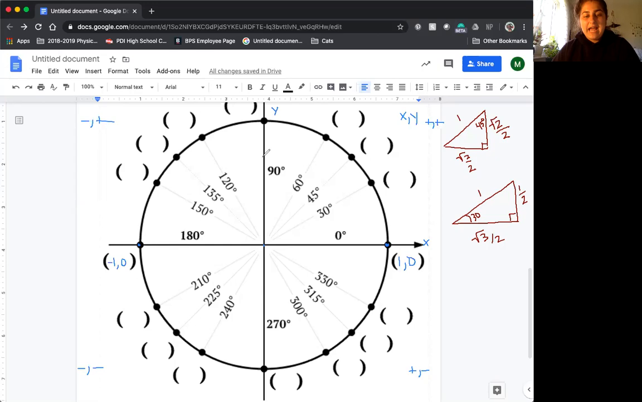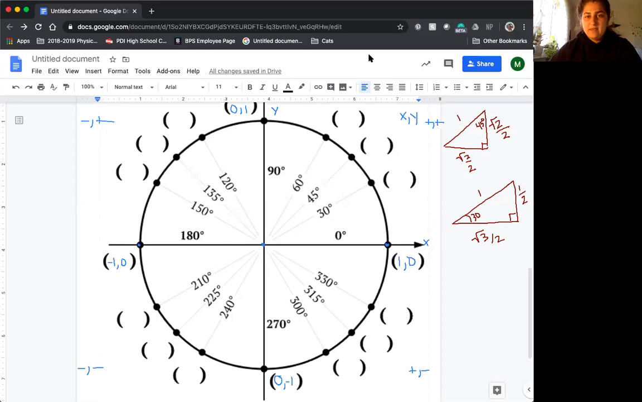So now we can look at 90 and 270 because those are the other 2 easiest ones to fill in. Okay, so if I'm starting here, I'm going nowhere on the x-axis. So my x is 0, and I'm only going up, positive. So my y is 1. So this ends up being 0, comma, 1. And over here, I'm going nowhere on the x-axis, right? So 0 is going to be my x value. And now I'm going down on the y-axis, so it's going to be comma, -1.